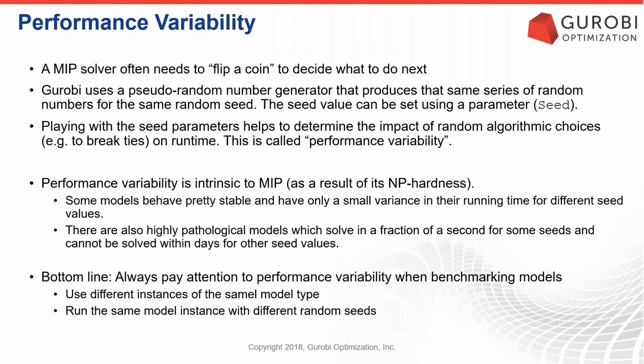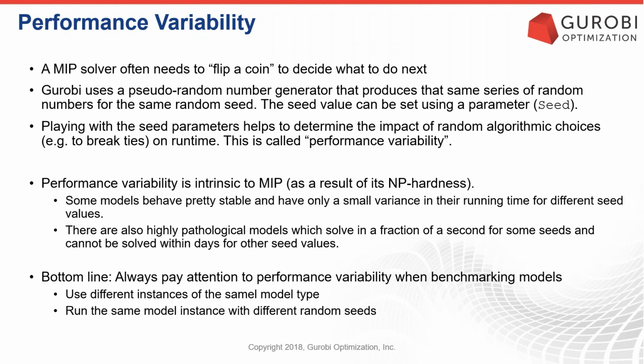For some models, it's not an issue. Some models behave pretty stable, so there is only a small variance in runtime for different seed values. But we also have models where the difference is huge. So some models you can solve within seconds or minutes for some seeds, and some take forever. So this is a behavior that you should know for your model. And in case you suffer from performance variability, you need to take this into account for benchmarking.